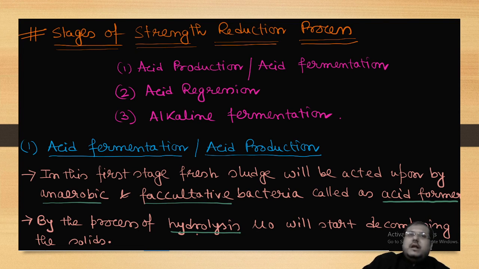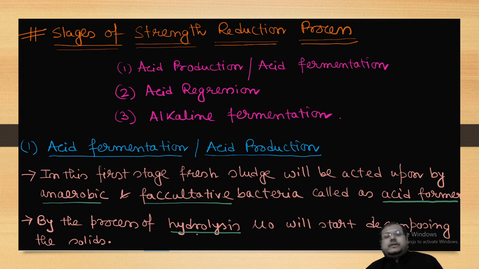Now we are entering into the stages of strength reduction process. In three stages, the strength reduction will occur: acid production or acid fermentation, acid regression, and alkaline fermentation.